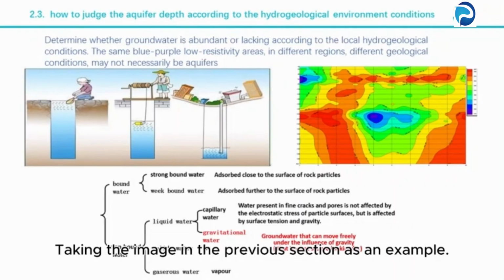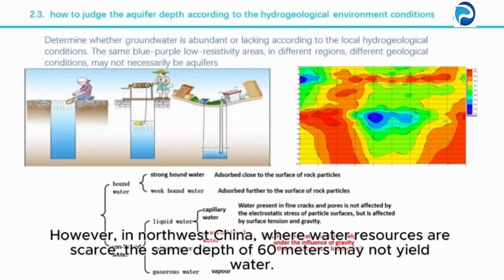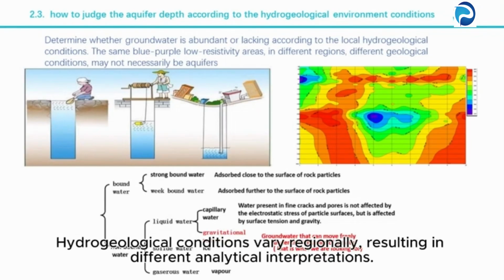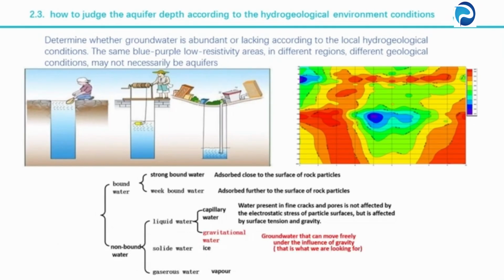Taking the image in the previous section as an example, Shanghai has abundant groundwater. If measured in Shanghai, a distance of 60 meters is enough for water to flow out. However, in northwest China, where water resources are scarce, the same depth of 60 meters may not yield water. Hydrogeological conditions vary regionally, resulting in different analytical interpretations. Therefore, as mentioned earlier, when local hydrogeological data is limited, drilling to the deepest aquifer is the preferred strategy.